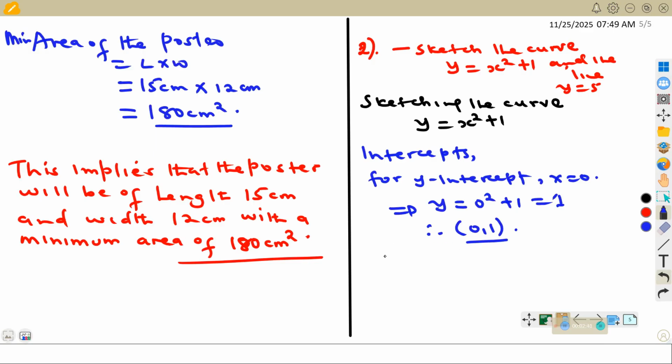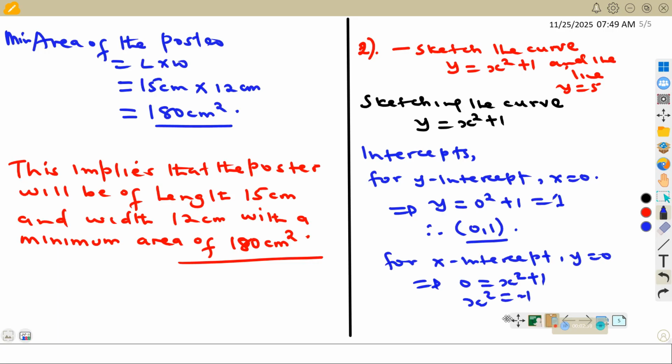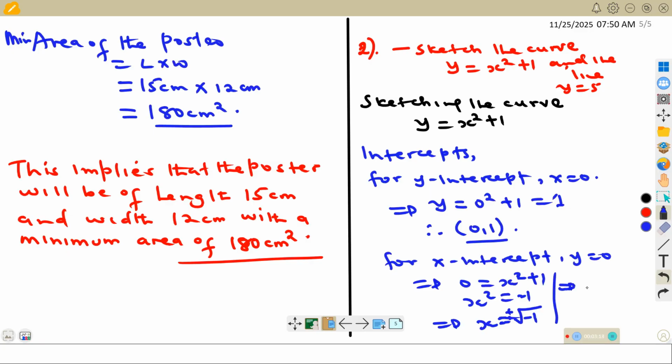So we also talk about the x-intercept, and for the x-intercept, y is 0. So if y is 0, this will imply that 0 is the same as x squared plus 1, which means that x squared is equal to negative 1. And for that case, this implies that x is the same as plus or minus the square root of negative 1. But we know the square root of negative 1 is complex. So it means the curve does not cut the x-axis. So that is what basically it means.